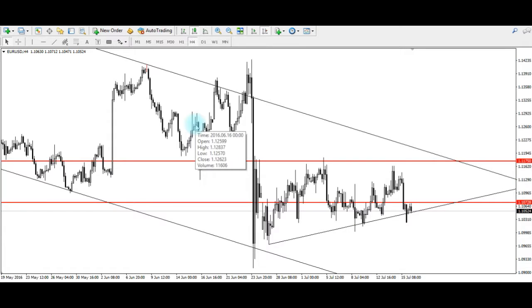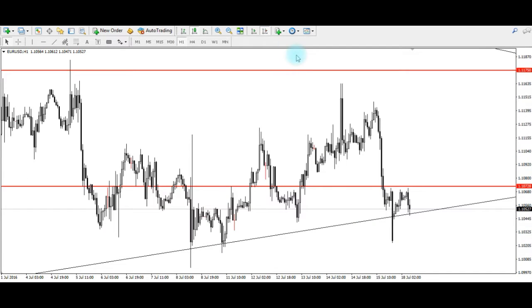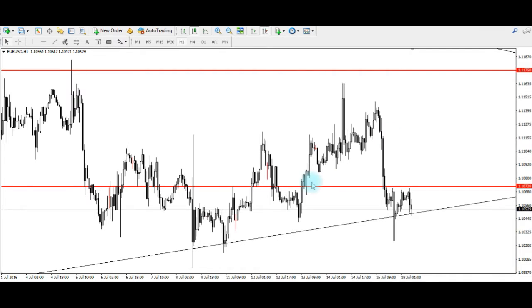Another thing is that this week itself we have one of the most important economic events for the euro. There's the ECB press conference on Thursday, 21st July at 8:30 p.m. So do not miss that hour itself, or just watch out when it comes to that point of time. All right, so that's for the euro against the US dollar.